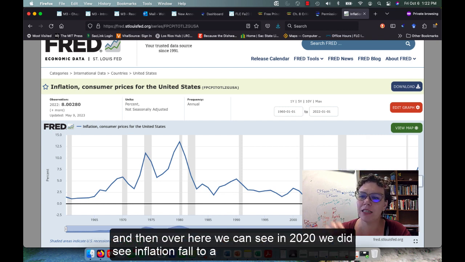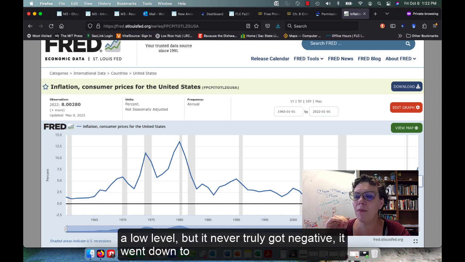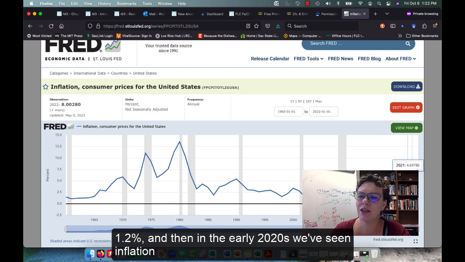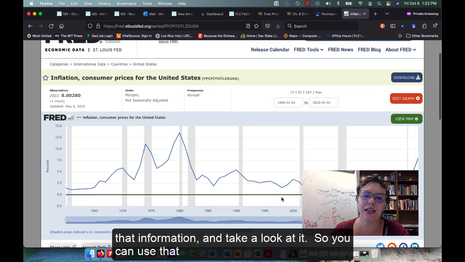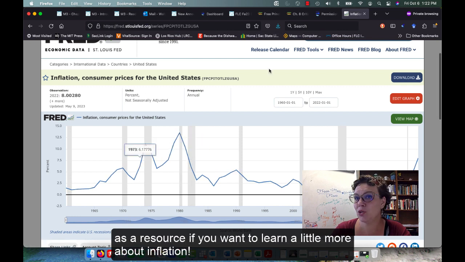And then over here we can see in 2020, we did see inflation fall to a low level, but it never truly got negative. It went down to 1.2%. And then in the early 2020s, we've seen inflation be relatively high. And so that's a nice place to get that information and take a look at it. And so you can use that as a resource if you want to learn a little more about inflation.